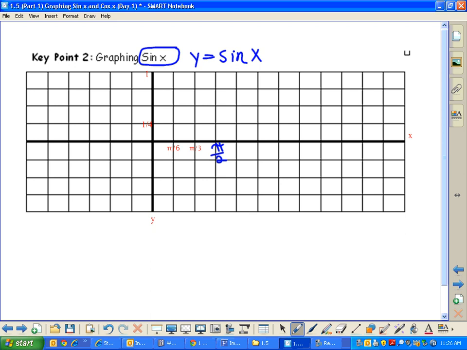4 pi over 6, that's 2 pi over 3. 5 pi over 6, 6 pi over 6 is pi. 7 pi over 6 doesn't reduce. 8 pi over 6 is 4 pi over 3. 9 pi over 6 is 3 pi over 2, or 270 degrees. 10 pi over 6. 11 pi over 6. And then lastly, we have 12 pi over 6, which our last tick mark is 2 pi.